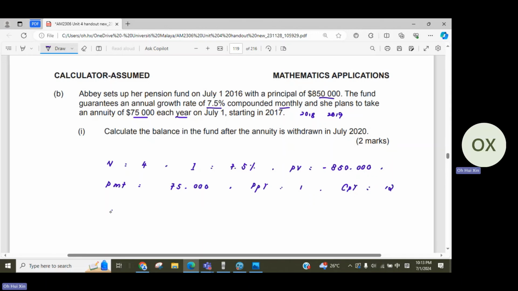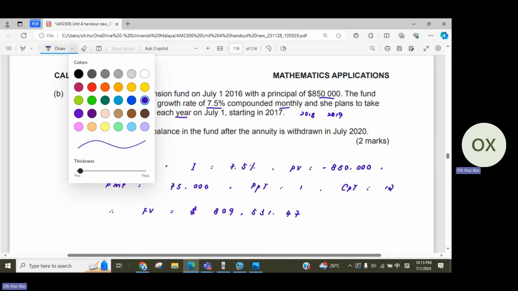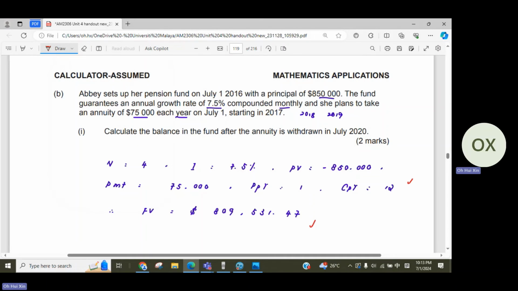Okay, so you key in the entire thing in your calculator, then that is where you should be able to get the value of 809,531.47. Okay, so it's actually quite straightforward as long as you are able to get the idea of the question. So try to take some time to read the question. Okay, so the first mark, then the second mark.